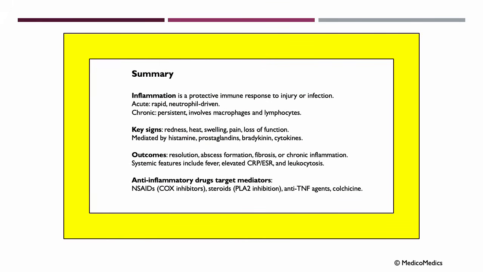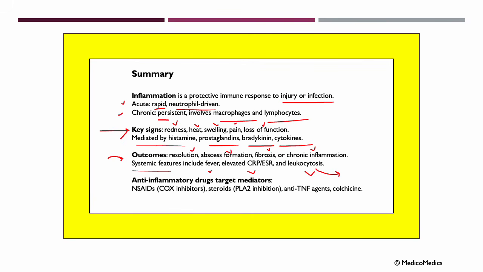Excellent. So in summary then, inflammation is a protective immune response to injury or infection. We have acute, which is rapid, often neutrophil driven. We have chronic, which is persistent, usually involving macrophages and lymphocytes. The cardinal signs, we had redness, heat, swelling, pain, and loss of function. Key mediators, histamine, prostaglandins, bradykinin, cytokines. Outcomes, we can have resolution, abscess formation, fibrosis, or persistent chronic inflammation. Systemic features included fever, elevated CRP and ESR, and leukocytosis. And if you remember, often with a left shift.